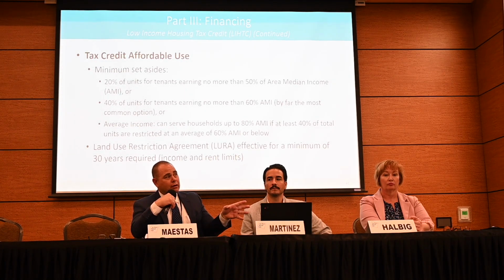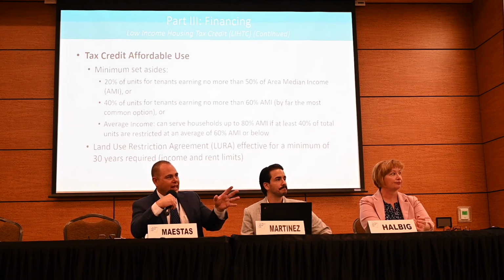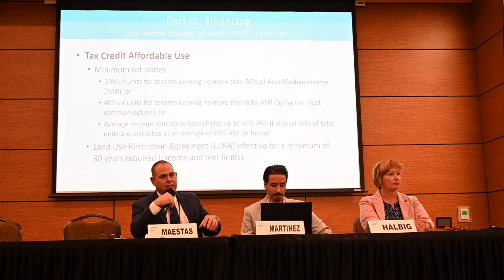Then you can alternatively elect 40% of your units to serve 60% AMI, and that's the most common. In fact, almost every project we see, that's the election that they choose. It's just easier to hit and still have a feasible project.